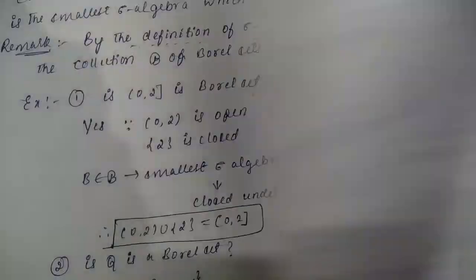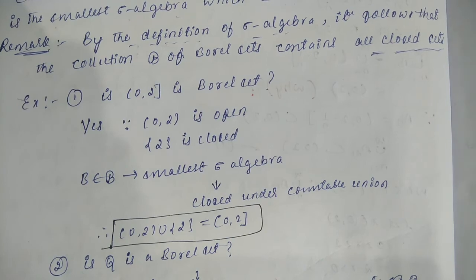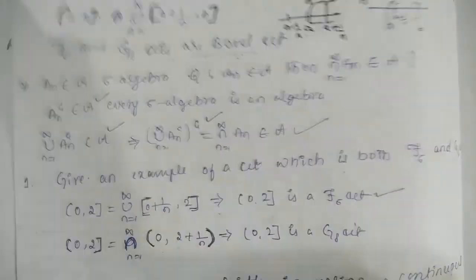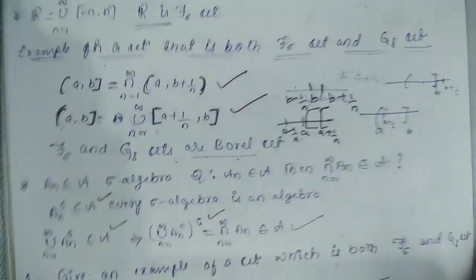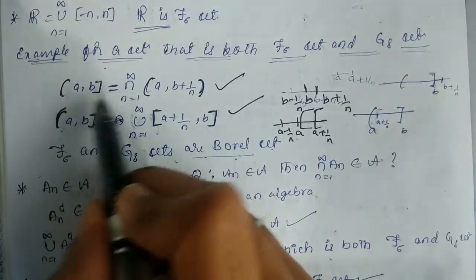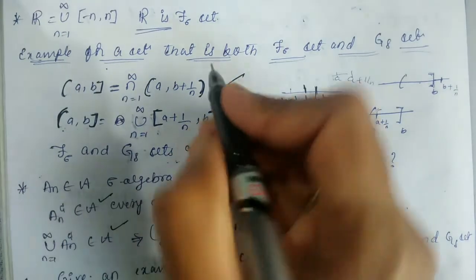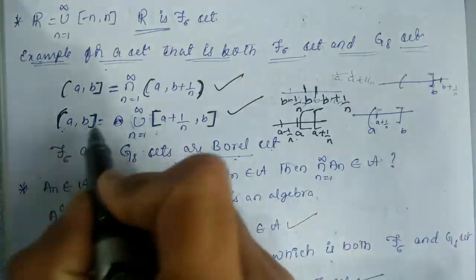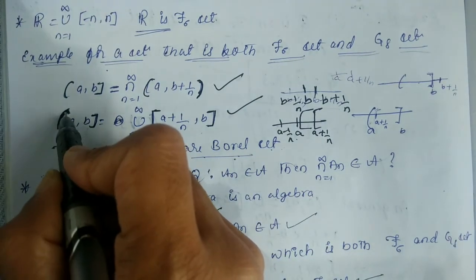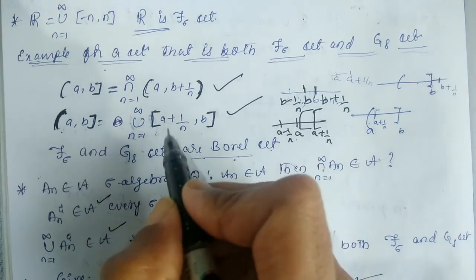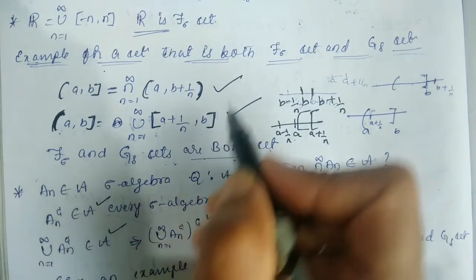So this is the trick. What is the trick here? For the open set, take one more extra point, that is b plus 1 by n, then it becomes open. For the closed set, don't include a, take a plus 1 by n. So that is a plus 1 by n for this. This is the trick.